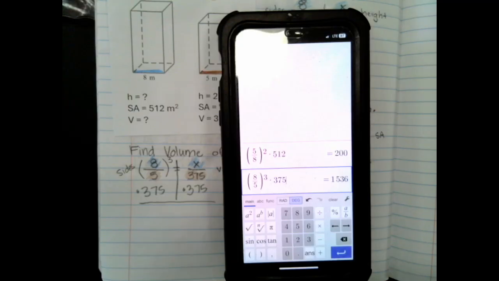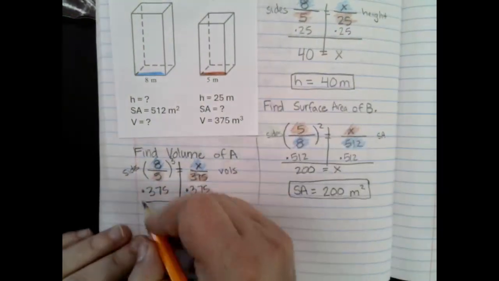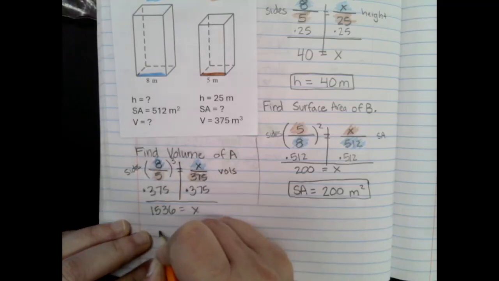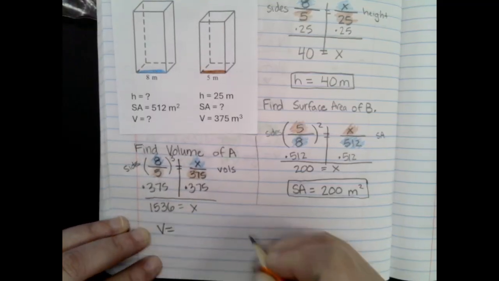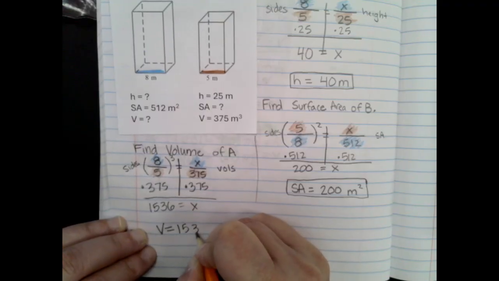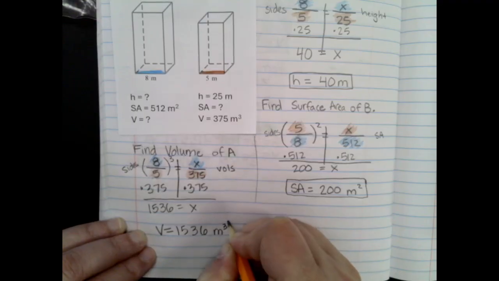Now don't put away your notebooks quite yet. I just want to talk about some logic here. 1,536. So first off, when we say V equals volume equals 1,536, is it square meters, cubic meters, or just meters? Cubic, so power of 3.